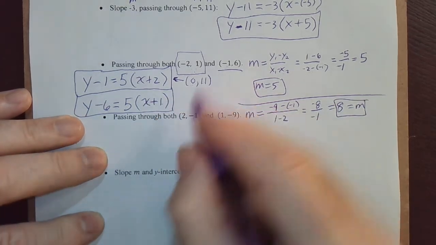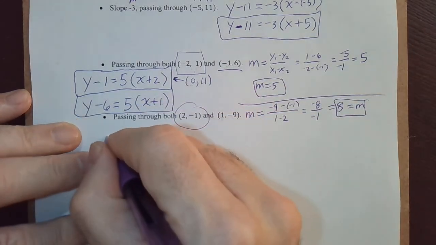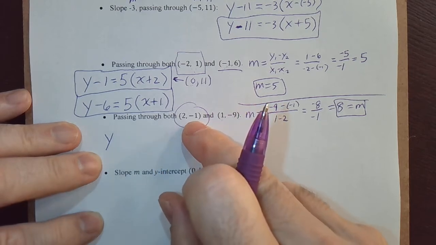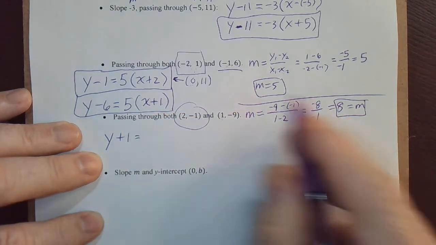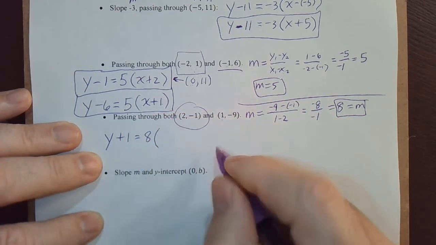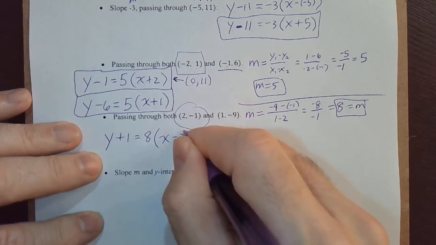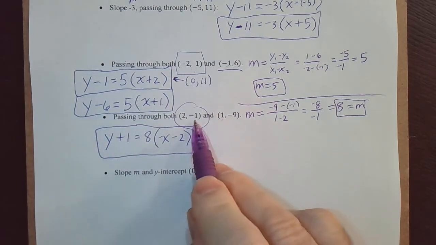All right, so I'll use this one right here. And I'm going to do y minus y1, which really means y minus negative 1, or y plus 1, equals m, which is 8, times x minus x1, x minus 2. And that is the equation of the line that passes through both of these points.